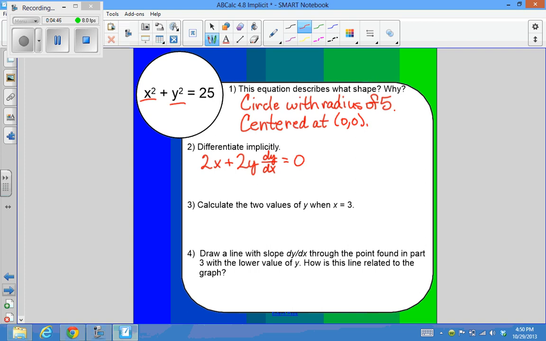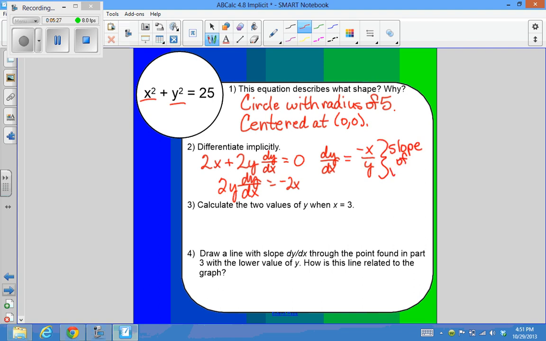Now then, go through. I want to get dy dx by itself. So I need to do 2y dy dx equals negative 2x, and divide both sides by 2y, and dy dx will be negative x over y. Now then, the next part says calculate the two values of y when x equals 3. Let me go back for just a moment. This equation right here, this is still the slope of your tangent line.